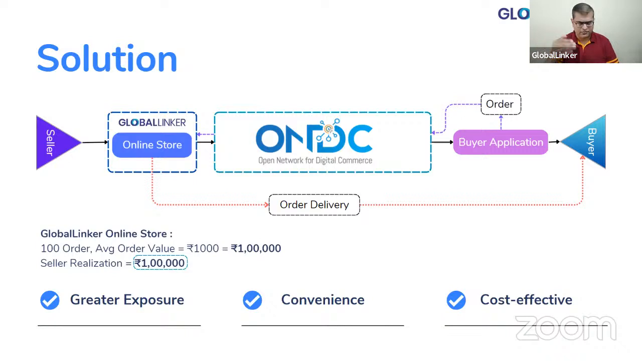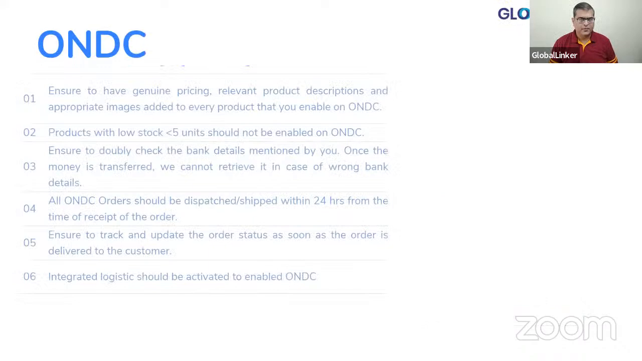So 30 rupees will be added as the convenience fee, and the customer will have to pay 1,130 rupees while they are placing the order. So as a seller, you're not shelling out or taking any hit. You are getting whatever you are selling, right? There is no commission, no sacrifice, nothing is happening from your part. That's why it gives you greater exposure. It gives you convenience of getting orders, and it is also cost effective. All right, so that is the ONDC network.